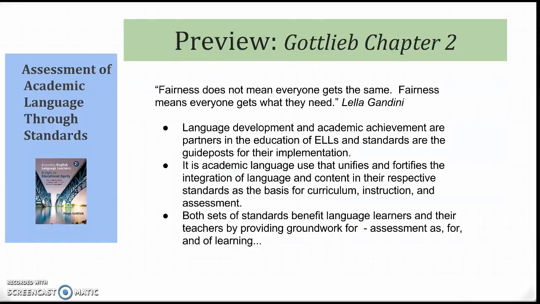This week you'll also read Chapter 2 in Gottlieb, which is titled Assessment of Academic Language Through Standards. In this chapter, you will learn more about the relationship between academic language proficiency and academic achievement, and the role standards play in this relationship. You'll read about the role of academic language within content standards. For example, specifically, what language functions are and how they play a role in our standards.